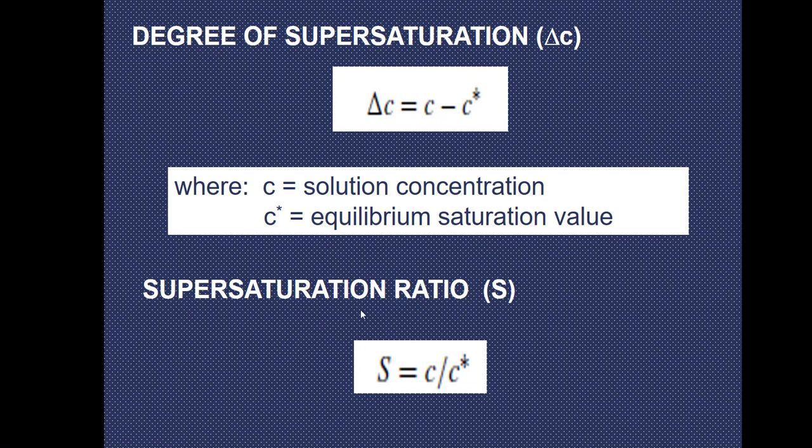Now, as to the supersaturation ratio, you are still dealing with these two C's, the C and the C asterisk. However, it's the ratio of the two that you are measuring in here. So it could be the degree of supersaturation, how much has the concentration deviated from the equilibrium saturation value, and its ratio in terms of the equilibrium saturation value for supersaturation ratio.